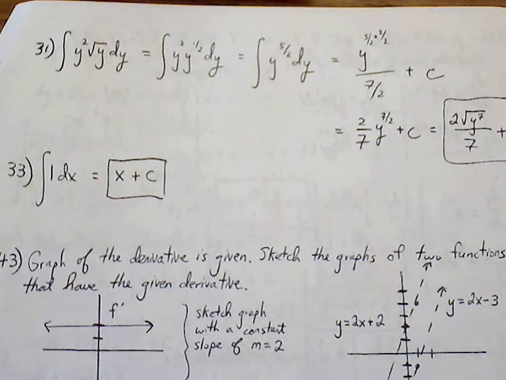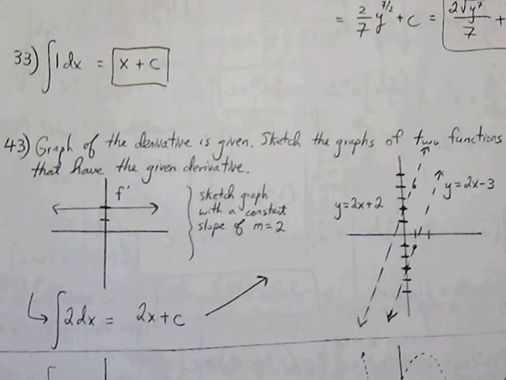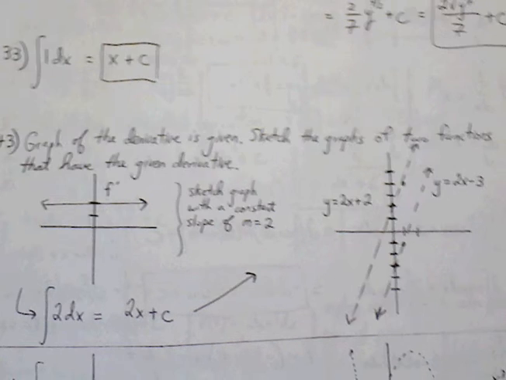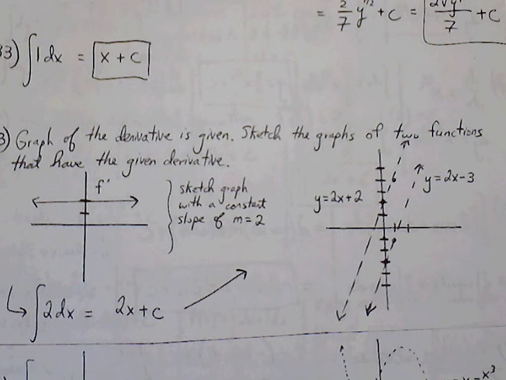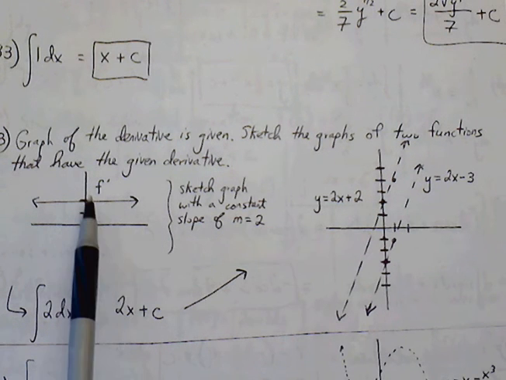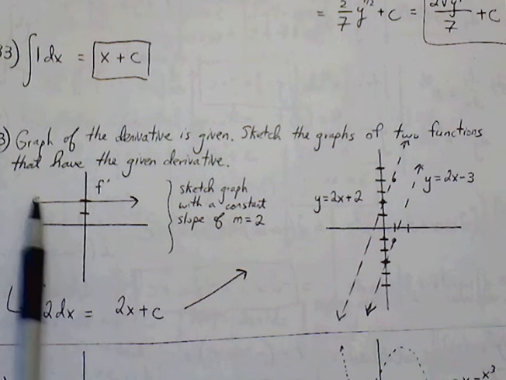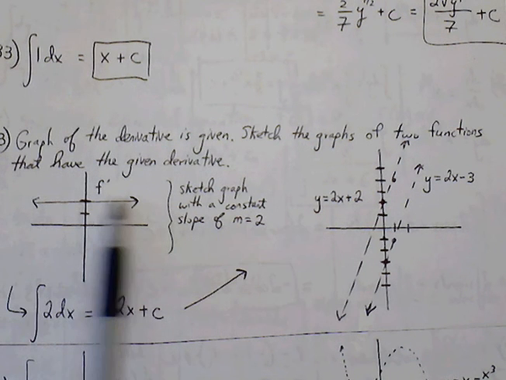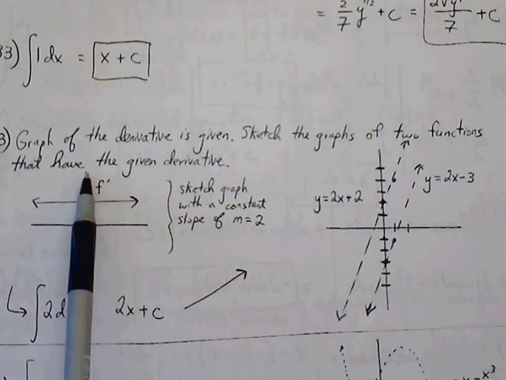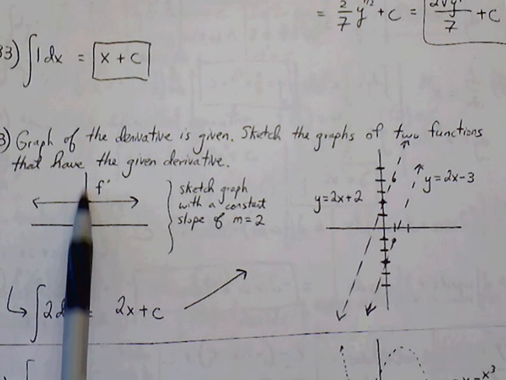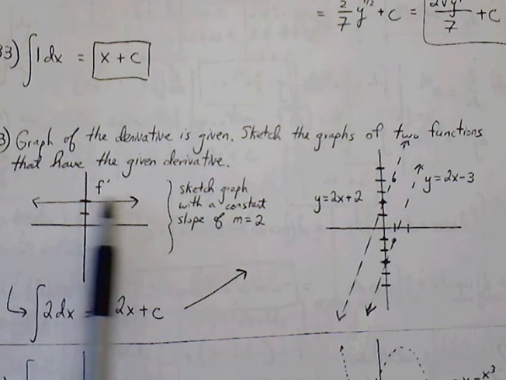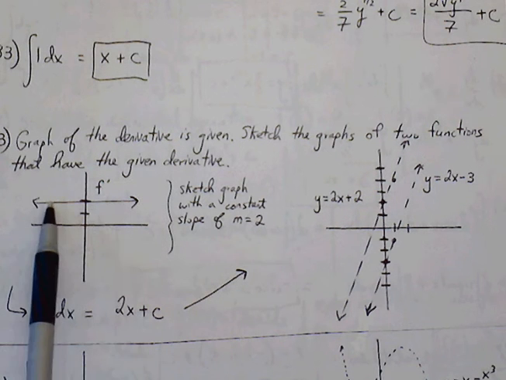All right, 43, we want to graph. We have a graph of the derivative function given. Sketch the graph of two functions that have the given derivative. Okay, so we're given f prime. We want to be able to graph two f of x functions. So if we look at this, remember, if you're looking at the f prime graph, all your y values represent slope. So we want a graph that has a constant slope of 2.